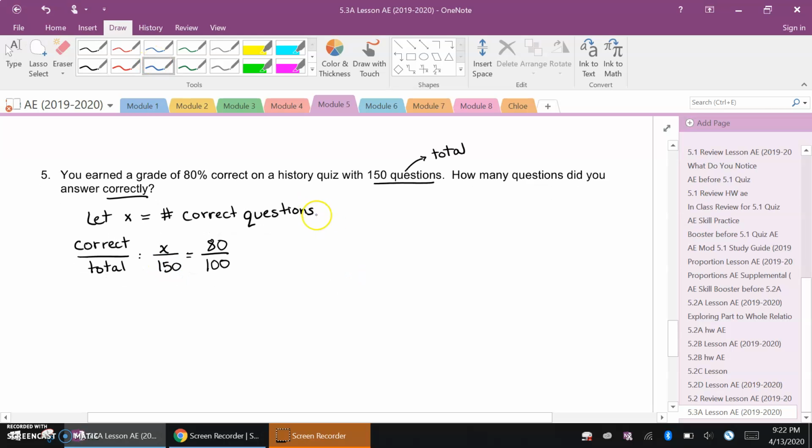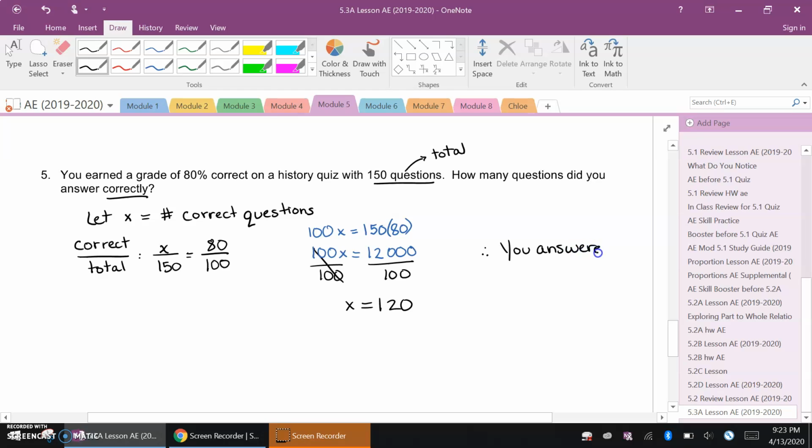So once we cross multiply, we will have 100x, and then equals 150 times 80. It's okay if you have the 80 in front of the 150 when you're multiplying. Once you do that, and you have to be really careful with the zeros, we're actually looking at 12,000 here. So we're looking at 12 with 3 zeros afterwards, and then we are going to divide both sides by 100. And once we do that, we're going to get 120. So that means that you answered 120 questions correctly. Good job.